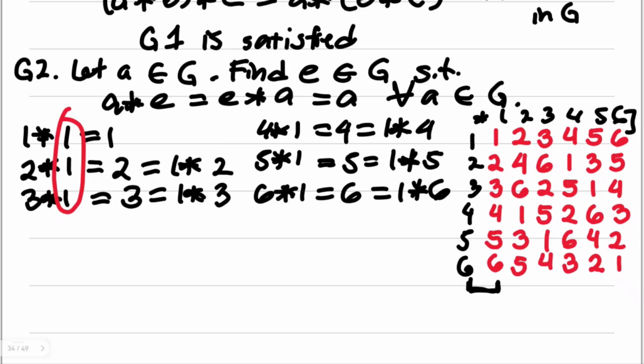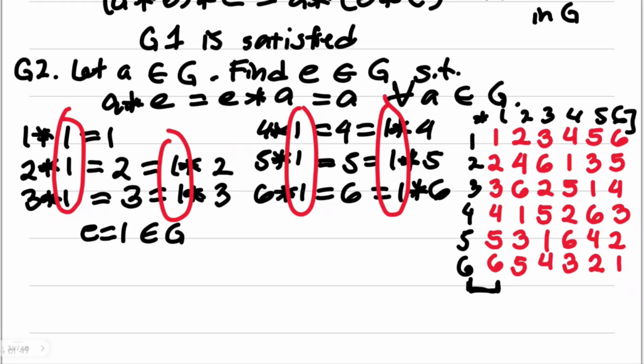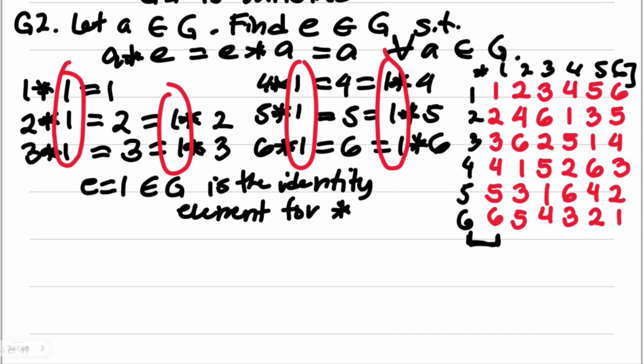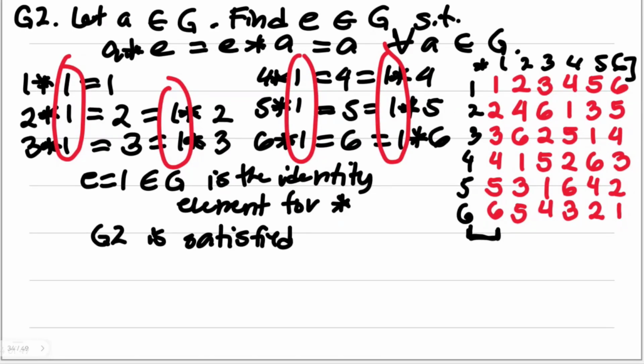Not just true for 1, but it's true for all. Sorry, I'm going to use red. We have here, it's true for all. This is also true for all. That's also true for all, right? So we can see here that this value, when operated with all the elements in our set G, the elements in set G will retain their value. So E being equal to 1, an element of G, is the identity element for our star, identified as multiplication modulo 7. Hence, G2 is satisfied.